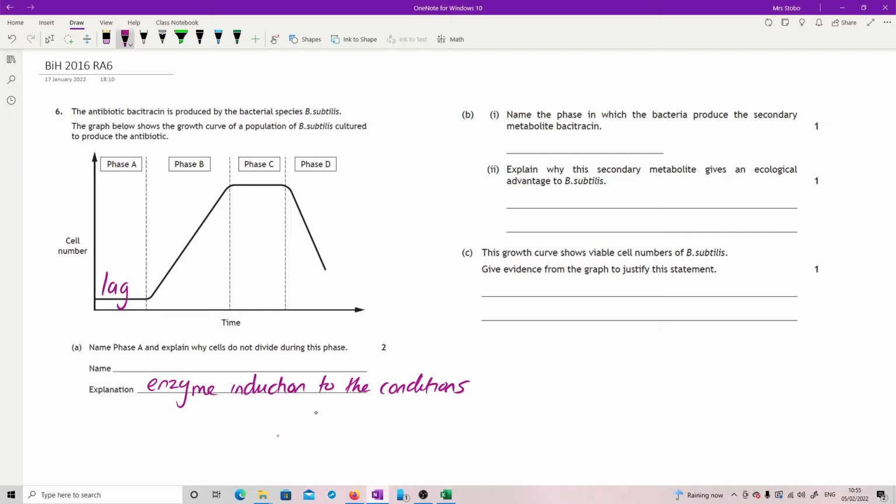Be really, really careful because obviously this is the lag. This can also be called, this is the log or the exponential, so make sure that you can tell the difference between an A and an O. This is your stationary, and this is your death. Okay. Name the phase in which the bacteria produce the secondary metabolite. That's in phase C, but name it obviously, so stationary.